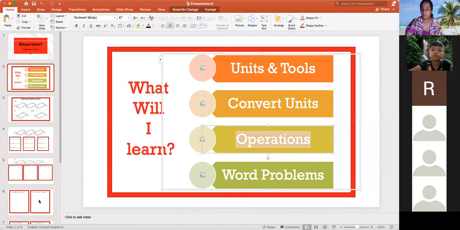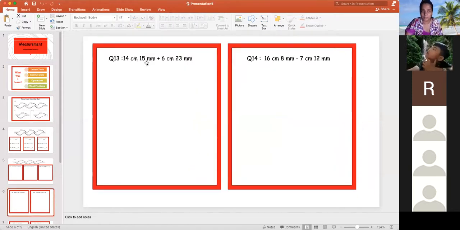Operations means your tambah, tolak, darab, bahagi. And this one is related to the topic of unit or length. Okay, length yang kita nak kita sekarang. How do you do this? Macam mana nak buat soalan ni? I will tell you what is the homework later. Okay, let's concentrate here first.